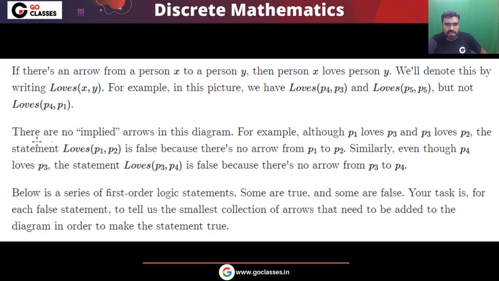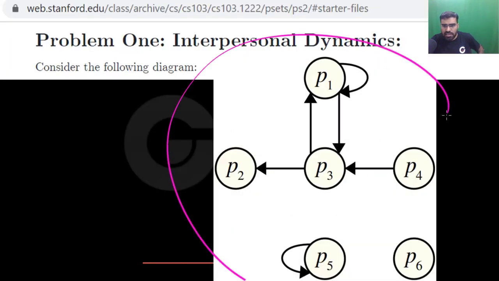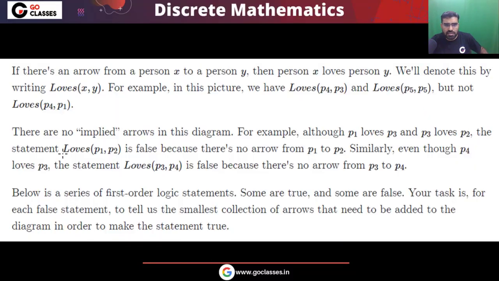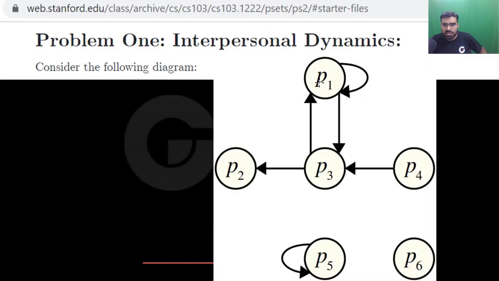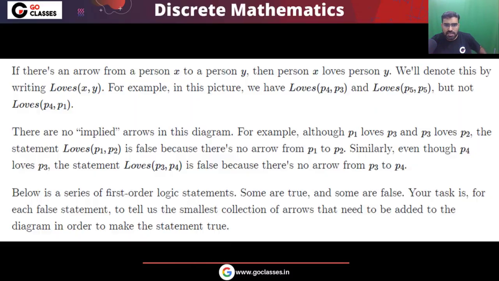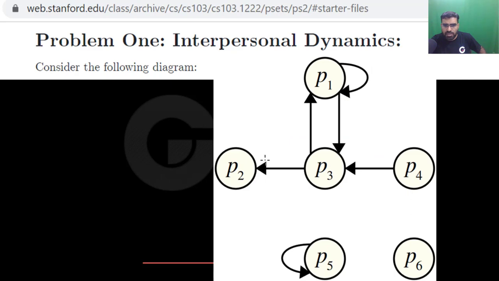Now the question says that these are the arrows that are given to you, and there is no other implied arrow. What does it mean? It means that P1 loves P3, because you can see there is an arrow from P1 to P3. But you can see that P3 loves P2 too, yes, because there is an arrow from P3 to P2.